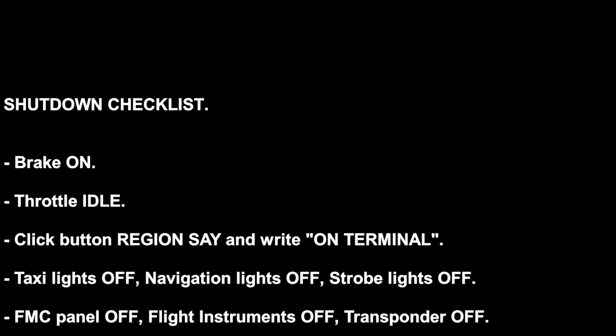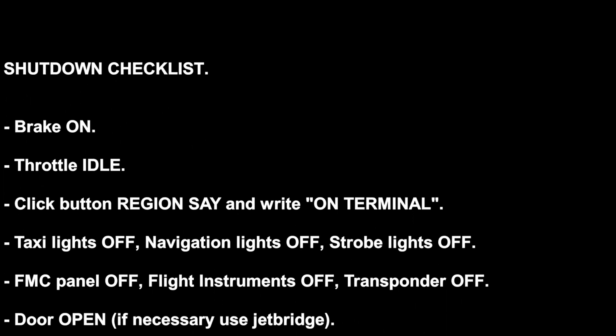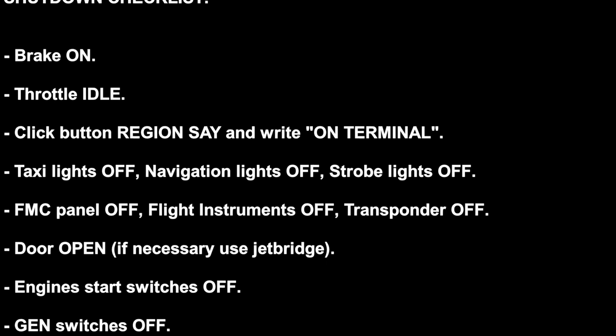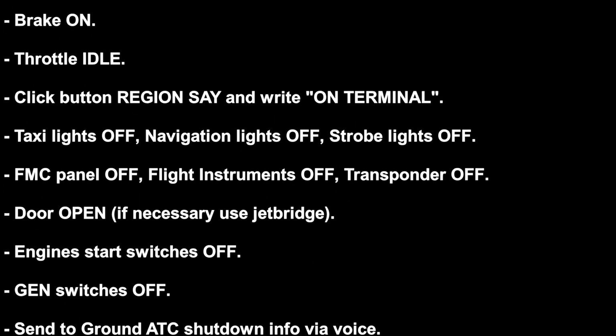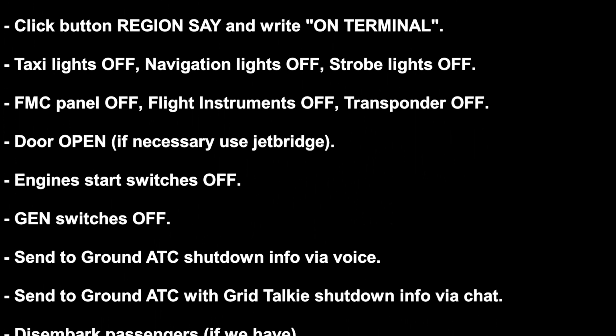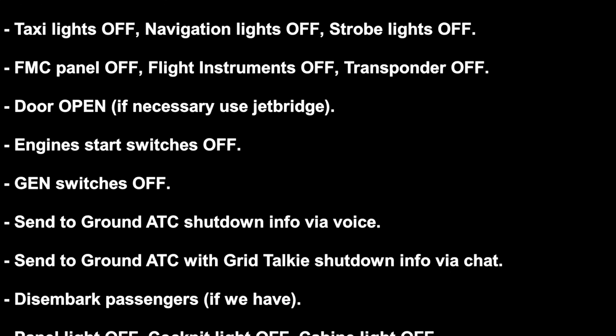Shutdown checklist. Brake on. Throttle idle. Click button region say and write on terminal. Taxi lights off, navigation lights off, strobe lights off. FMC panel off, flight instruments off, transponder off. Door open, if necessary use jet bridge. Engine start switches off. Gen switches off.